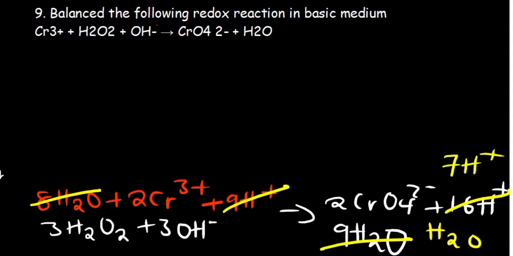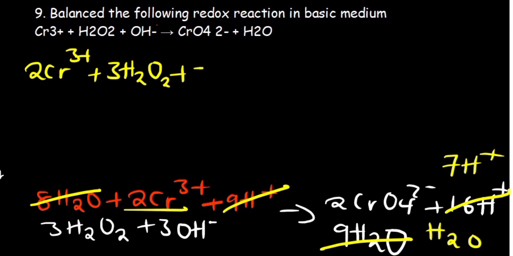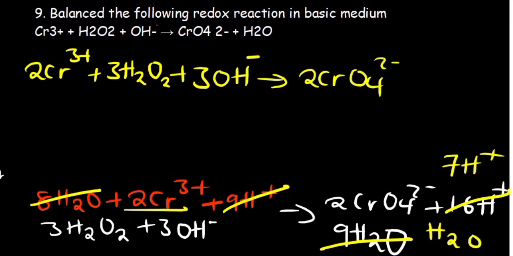Then what else is common? So these are the common things. What is going to remain is, on the left, 3 H2O2 and 3 hydroxide ions, giving us, on the right hand side, 2 chromium that plus 7 hydrogen ions plus water.